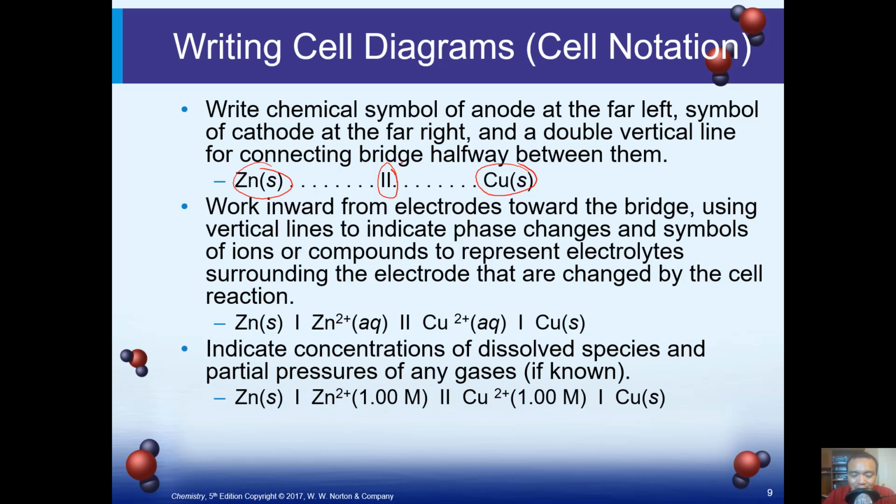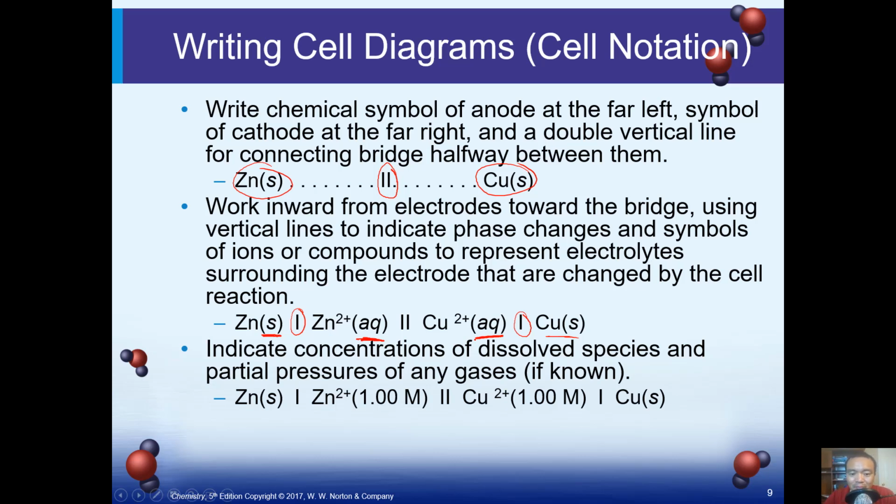Second, working inward from the electrodes toward the bridge, add symbols to represent the species that are involved in the respective anode and cathode half reactions, using single vertical lines to indicate the phase changes or phase boundaries between the species. For example, you have a solid and then you have a liquid or aqueous phase. Then you use one line to separate them. You have a solid and aqueous solution, aqueous and the solid, so that's a phase boundary, a vertical line.